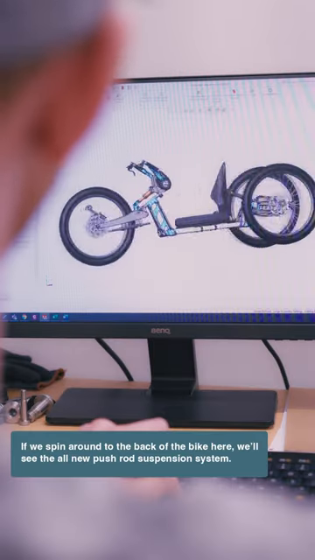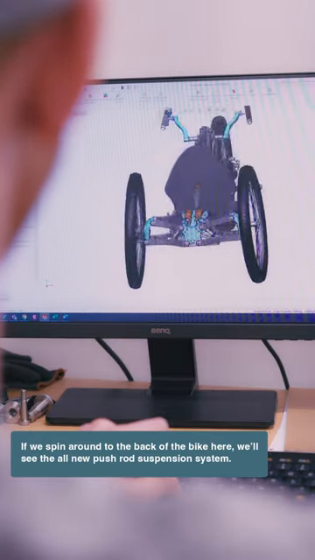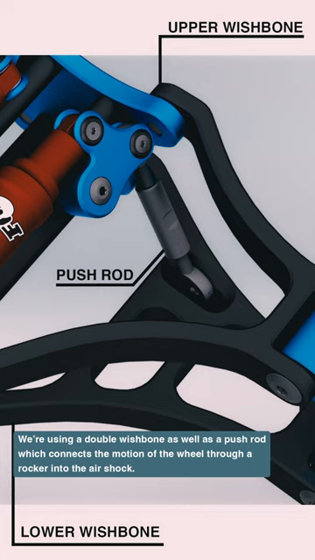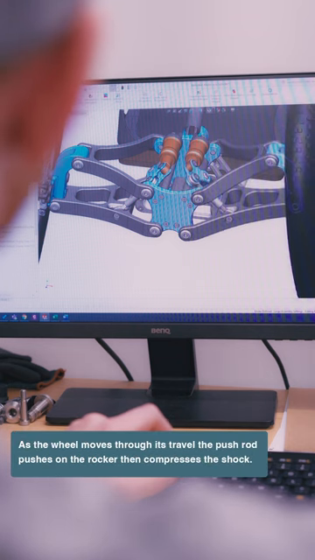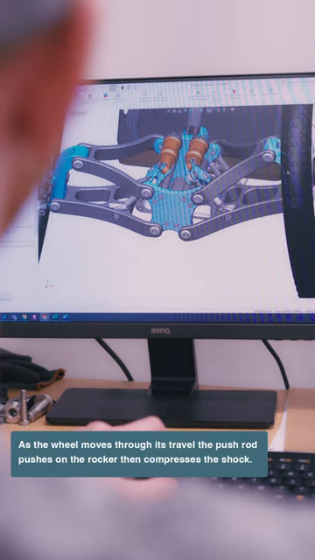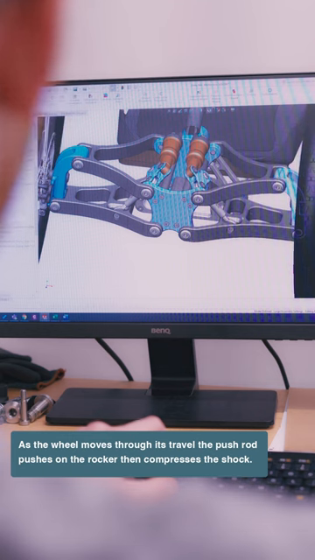Here we're looking at the all-new Bowhead Rogue LS. If we spin around to the back of the bike here, we'll see the all-new push rod suspension system. We're using a double wishbone as well as a push rod which connects the motion of the wheel through a rocker into the air shock. As the wheel moves through its travel, the push rod pushes on the rocker and then compresses the shock.